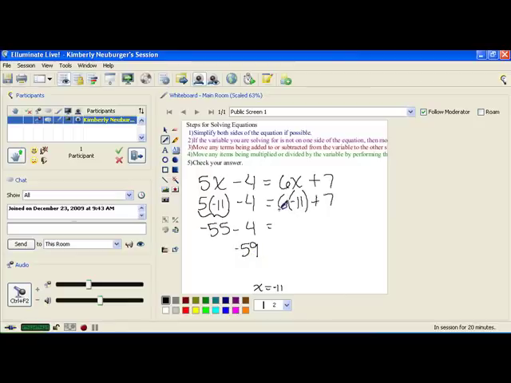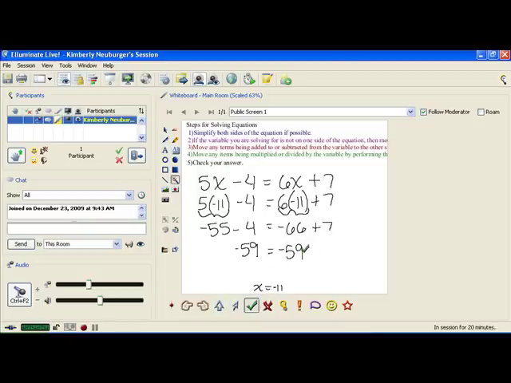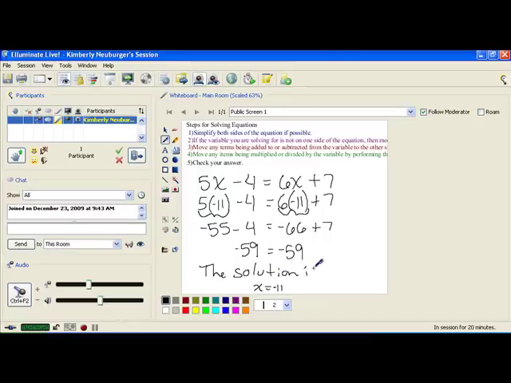Now if I go to the other side, 6 times -11 is -66. If I add 7 to that, I also get -59. So notice that that is a true statement and it checks out. So that means -11 is our solution, and we would say the solution is -11. Now we have used step 2, 3, 4, and 5.